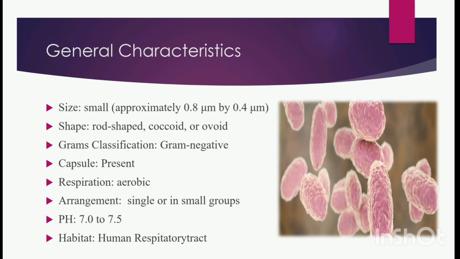Size: small, approximately 0.8 micrometers to 0.4 micrometers. Shape is rod-shaped, coccoid, or ovoid. Gram's classification is gram negative. Capsule is present. Respiration is aerobic. Arrangement is single or in small groups. The pH is 7.0 to 7.5. Habitat is the human respiratory tract.